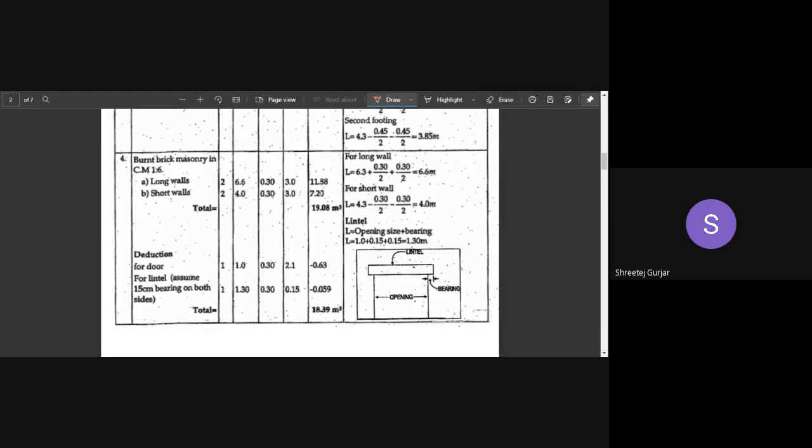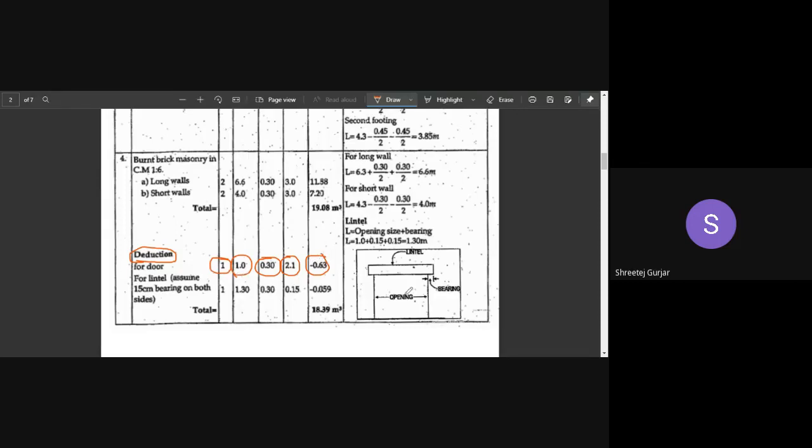We know only one door is given, you can see in the plan only one door. The specification: length of the door is 1 meter, the thickness is the wall thickness itself, 0.3, and the height of the door is 2.1 meters. Multiplying all these values, we get 0.63. They have written it negative because it is a deduction. You can write it or not, but remember, you have to minus it, not add it.